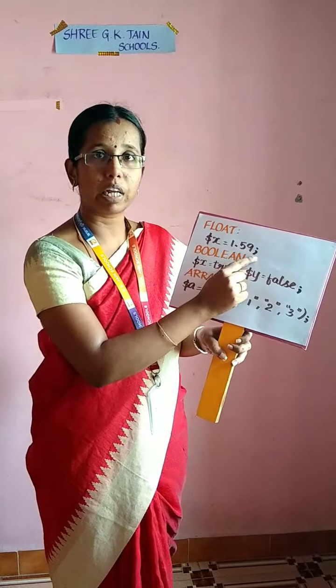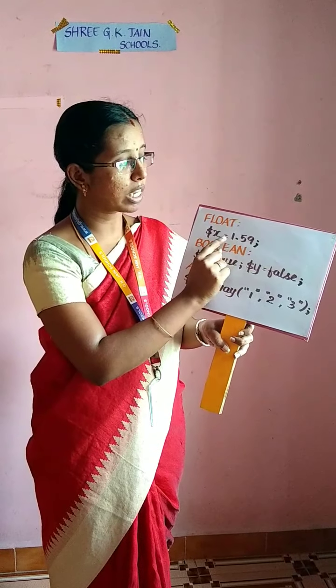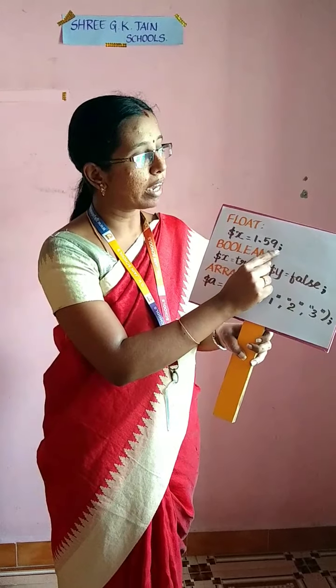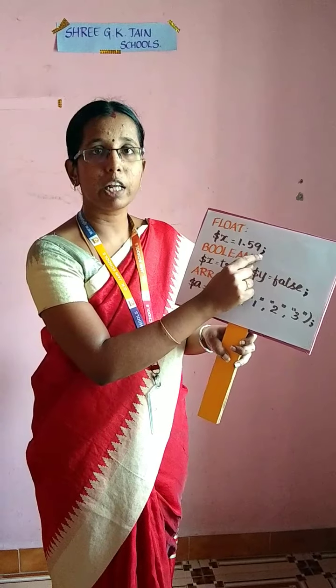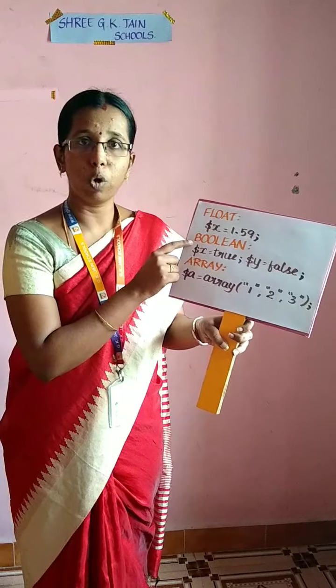In the same way, you have to assign your value to the variable by using the assignment operator and by terminating your statement with a semicolon. The next type is boolean.